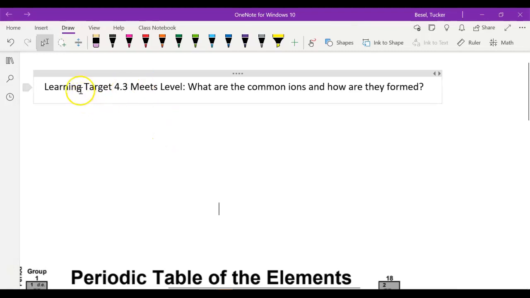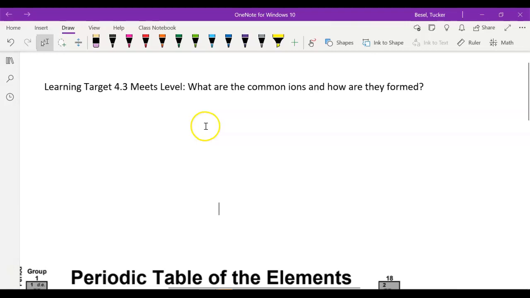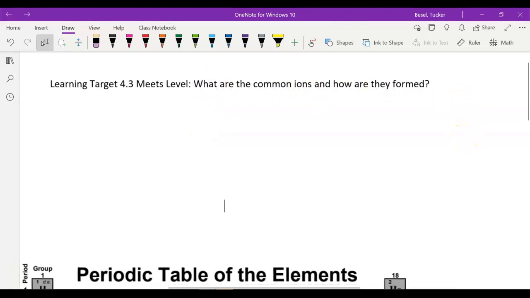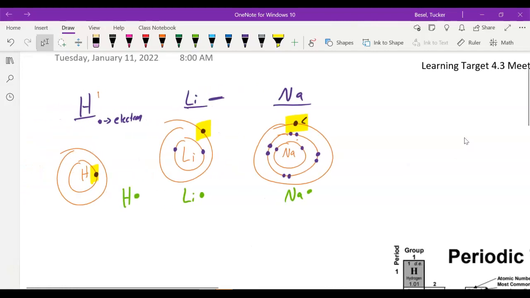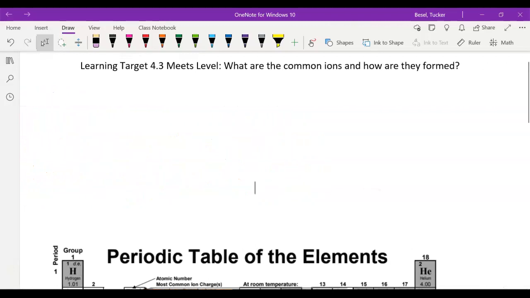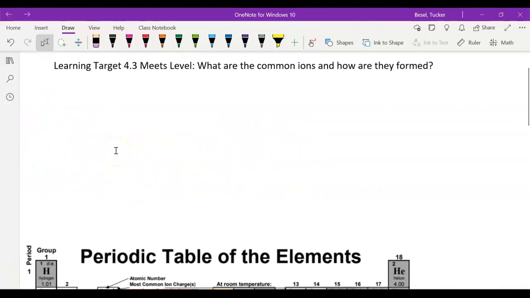So this is learning target 4.3 at the meets level, and the question we're trying to answer in this video is: what are the common ions and how are they formed? In the previous video, we talked about how to make Bohr models for neutral atoms and how to do Lewis structures for them as well. So you should know how to do that before watching this video. If you don't, go back and watch the previous video. And then we will get going here.